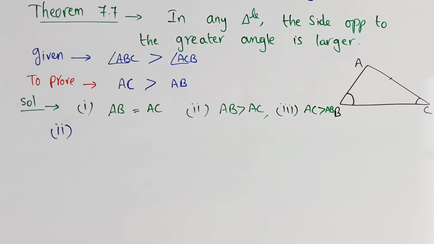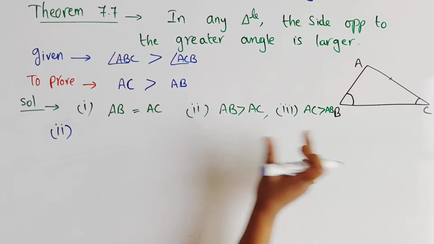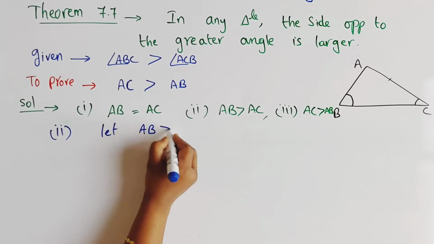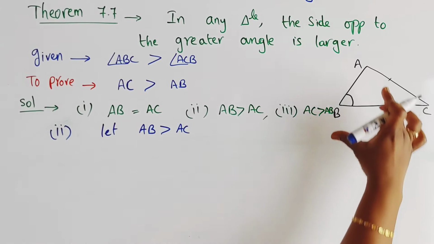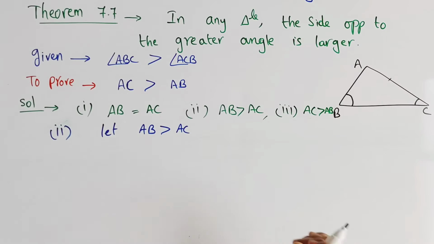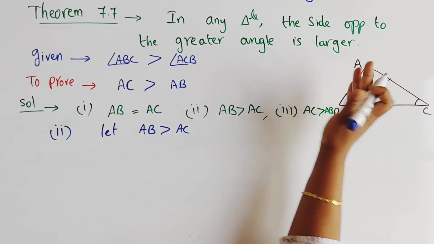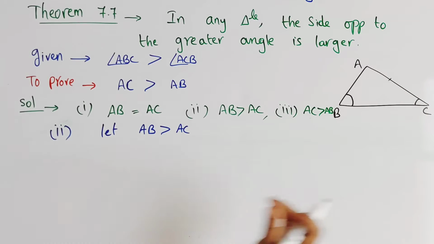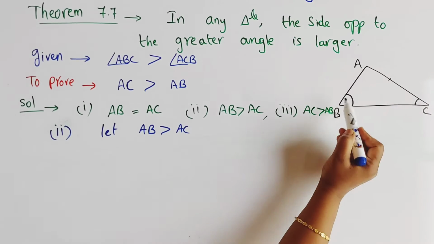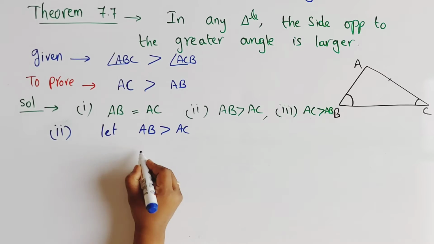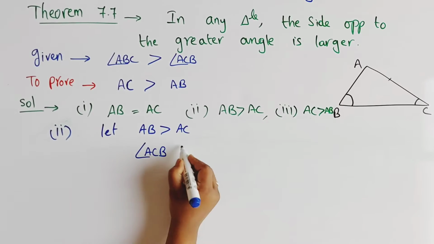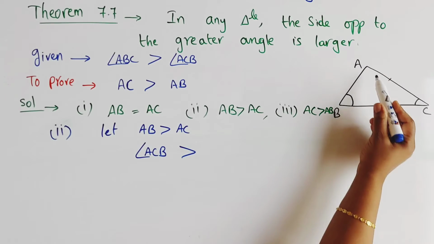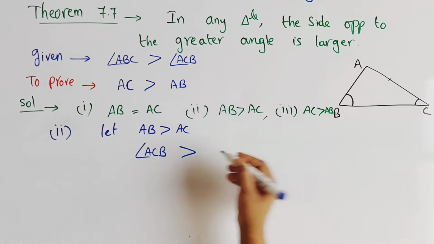Now we'll see the second case, children. Let AB be greater than AC. Suppose AB is greater than AC. Right, children? One side is greater than this side, AC. That means AB's opposite angle, what is AB's opposite angle? Angle ACB should also be greater than angle ABC.